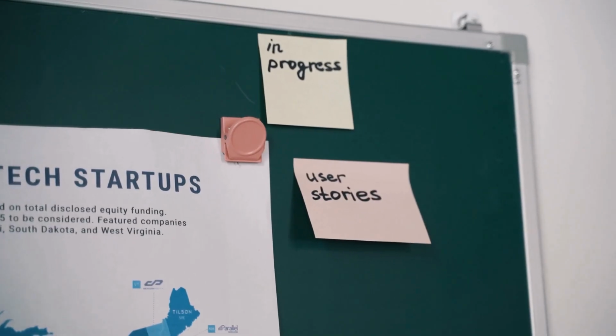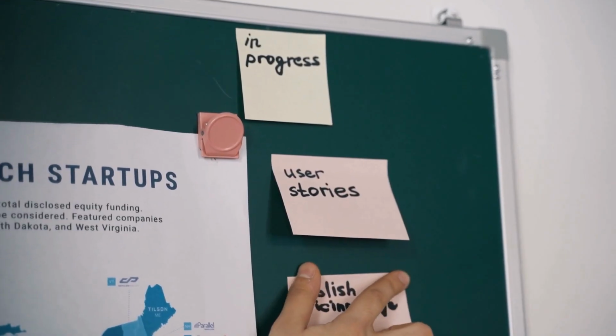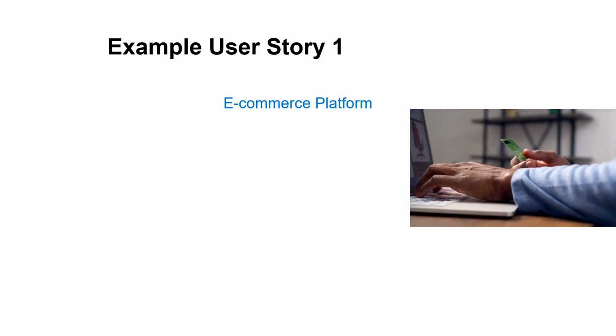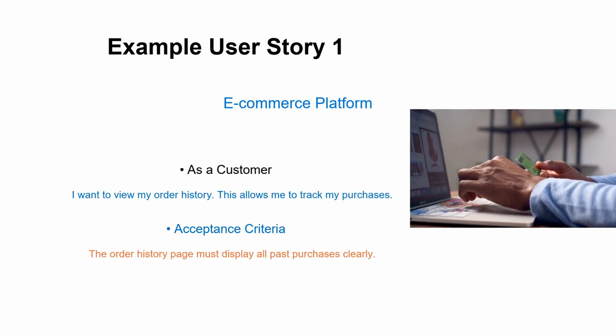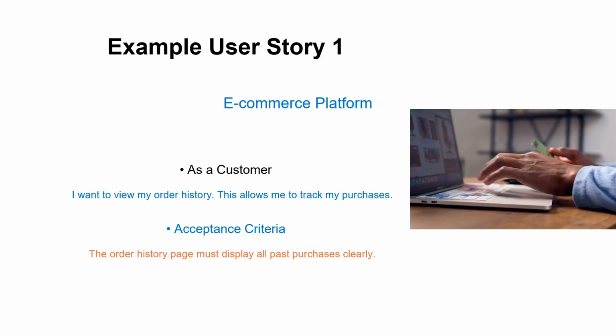Let's look at some real-world examples of user stories. These examples will illustrate how to apply the concepts we've discussed so far. Here's an example user story for an e-commerce platform. As a customer, I want to view my order history so I can track my purchases.